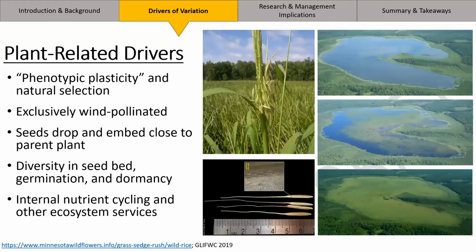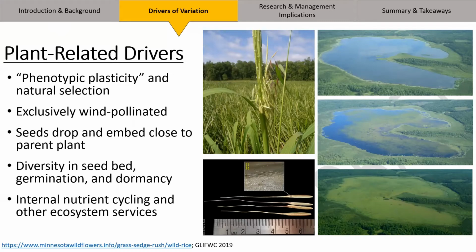Natural selection may also select for greater or diminished plasticity, but there isn't a lot of research on this topic for wild rice. Specific contributing traits include how wild rice is exclusively wind pollinated and experiences little genetic drift outside their parent population. As you can see in this picture on the bottom left, seeds are torpedo-shaped and have tiny grooves to embed into the sediment efficiently near the parent plant. They are not likely to be moved to another location.